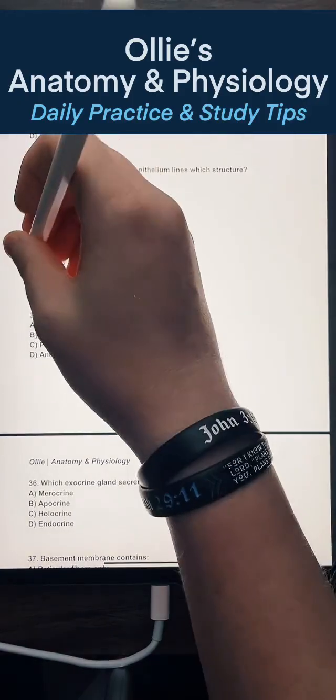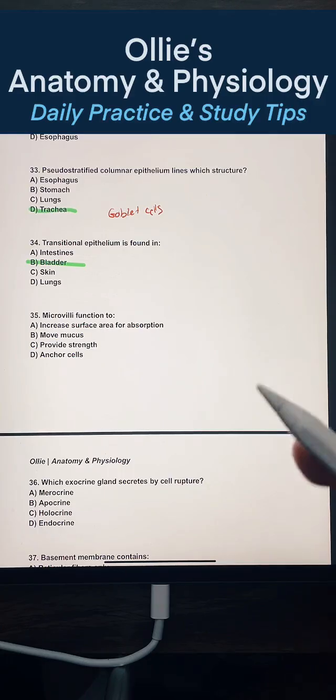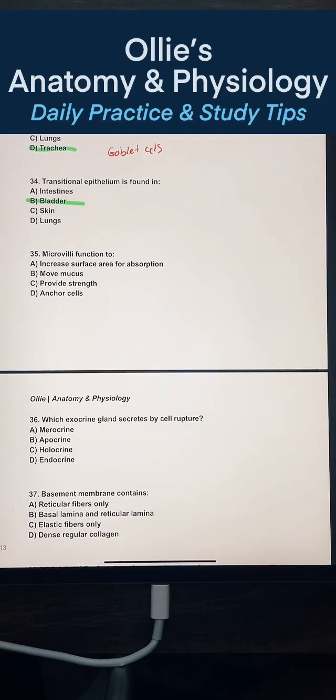Number 34, the answer is B. It is the bladder. The transitional epithelium is going to allow for stretch. Think about what happens in your bladder. It fills up with urine. It allows your bladder to stretch, filling up with more urine so you can hold in your pee a little longer. Number 35, microvilli function to what?